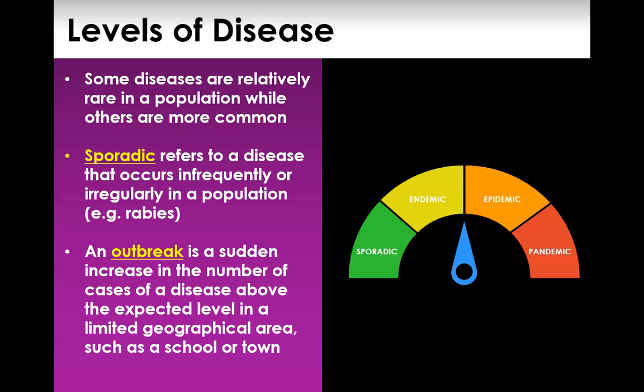Okay, so let's talk about the levels of disease. And I feel like we're living this right now. So some diseases are relatively rare, and others can be more common. So when we think about something that is sporadic, it happens infrequently, it doesn't happen all the time. It's just, oh, once in a while it happens. An example of that is going to be rabies.